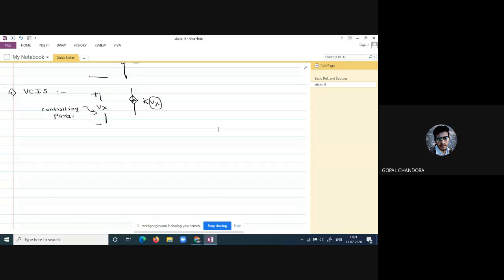We just have to go through some revision, right? Then the rest of the things will be clear in further lectures. Okay. Then first is Ohm's law.